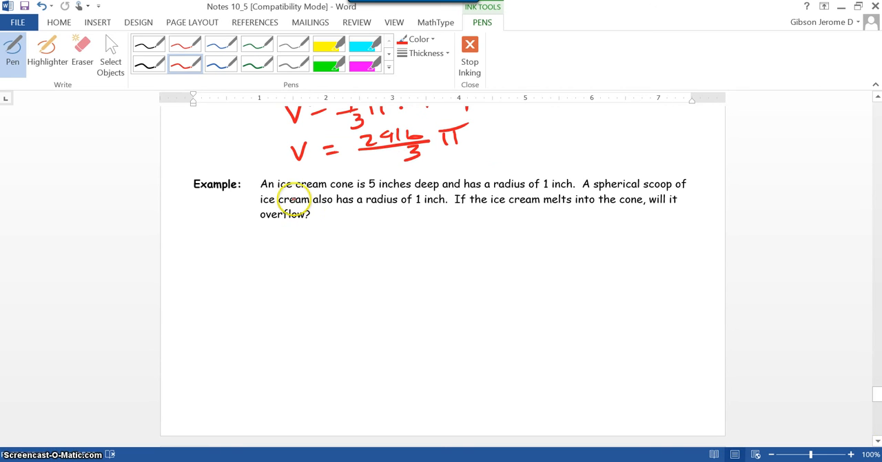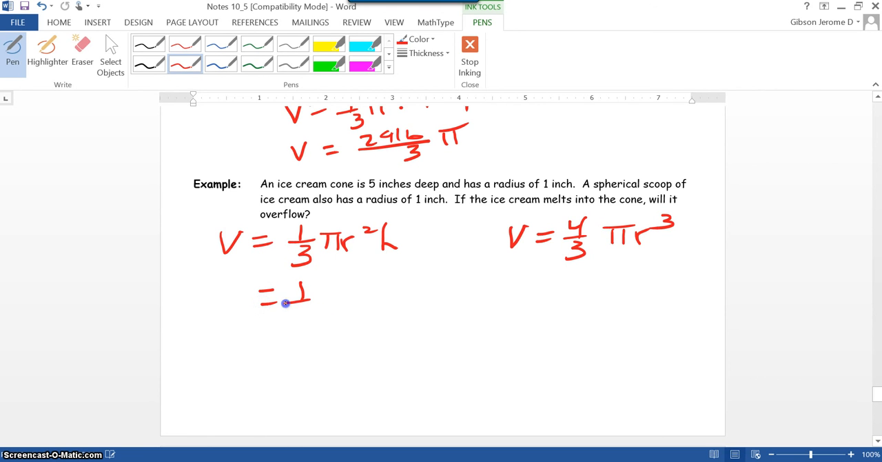Now we go down here to this example. It says an ice cream cone is 5 inches deep and has a radius of 1 inch. A spherical scoop of ice cream also has a radius of 1 inch. If the ice cream melts into the cone, will it overflow? So we need to compare the volumes here. So we have the volume of this cone, which we know would be 1/3 times pi radius squared h. And we have the volume of this sphere, because you know ice cream is typically in a sphere. So it'd be 4/3 pi radius cubed.